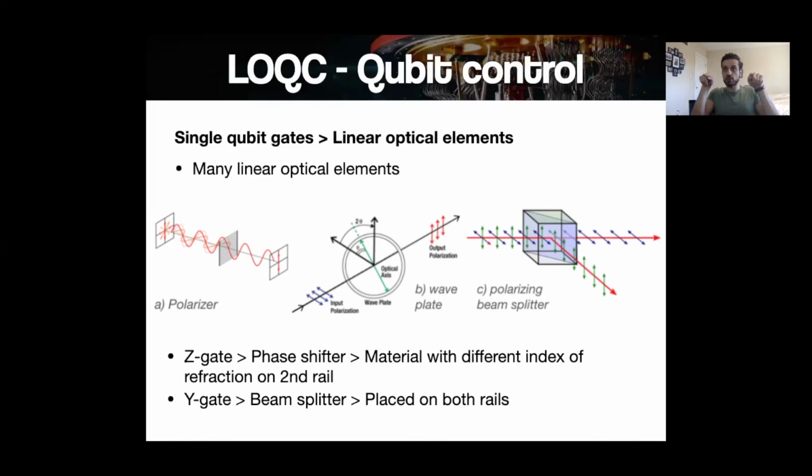So the 2 rails come in, they meet as we expect they would need to, and they go through a beam splitter and then come back out into their 2 rails. And by going through the effect of the beam splitter on those 2 modes, we can see that it has the same effect as a Y gate.